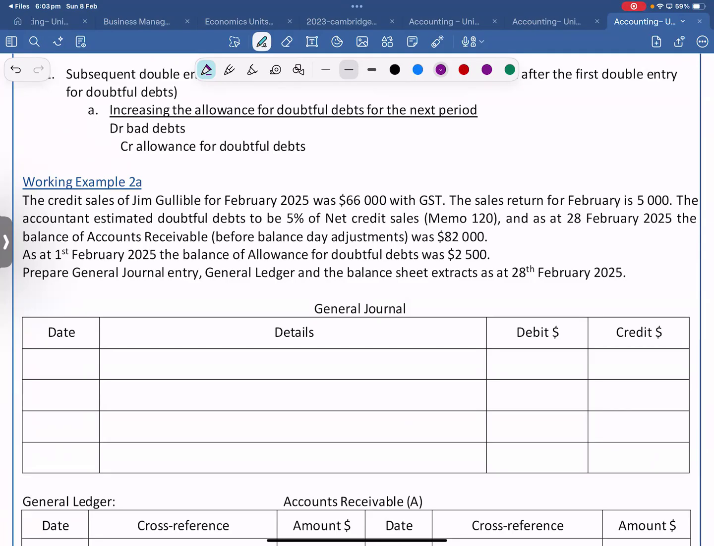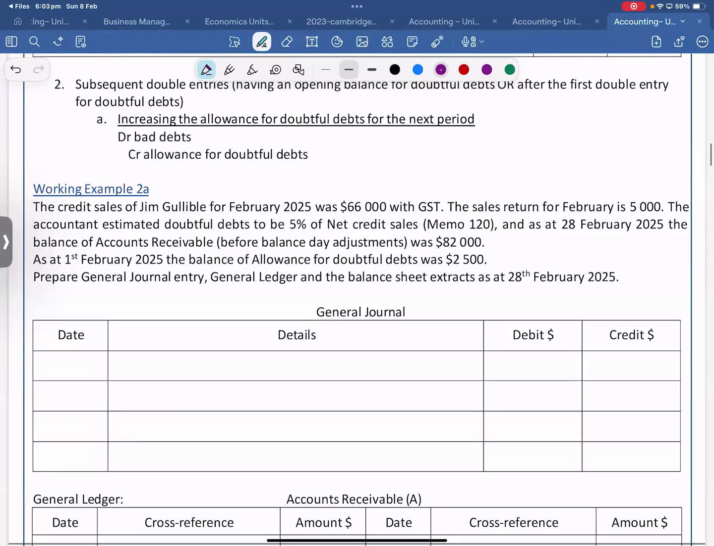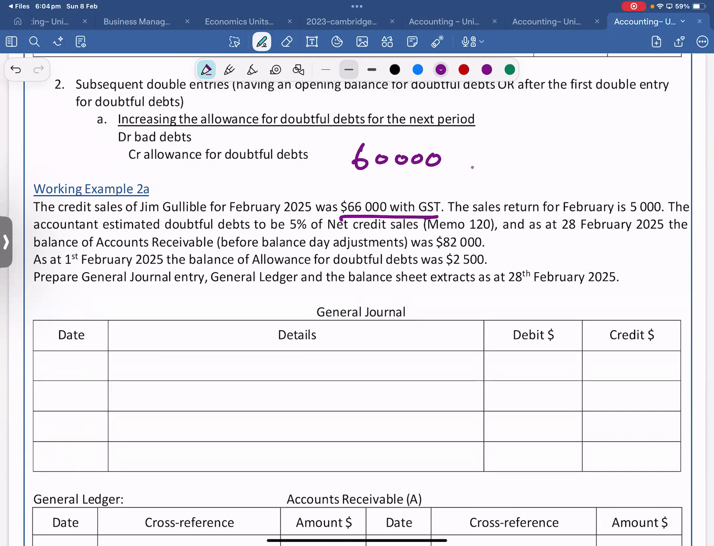Okay, done. All right. Now what has happened, guys? Our credit sales was 66,000 with GST. That means without GST, how much? 60,000. And then sales return is 5,000. The accountant estimated the doubtful debts to be 5% of net credit sales. And as at the 28th of February, the balance of the accounts receivable before balance adjustments was 82,000.